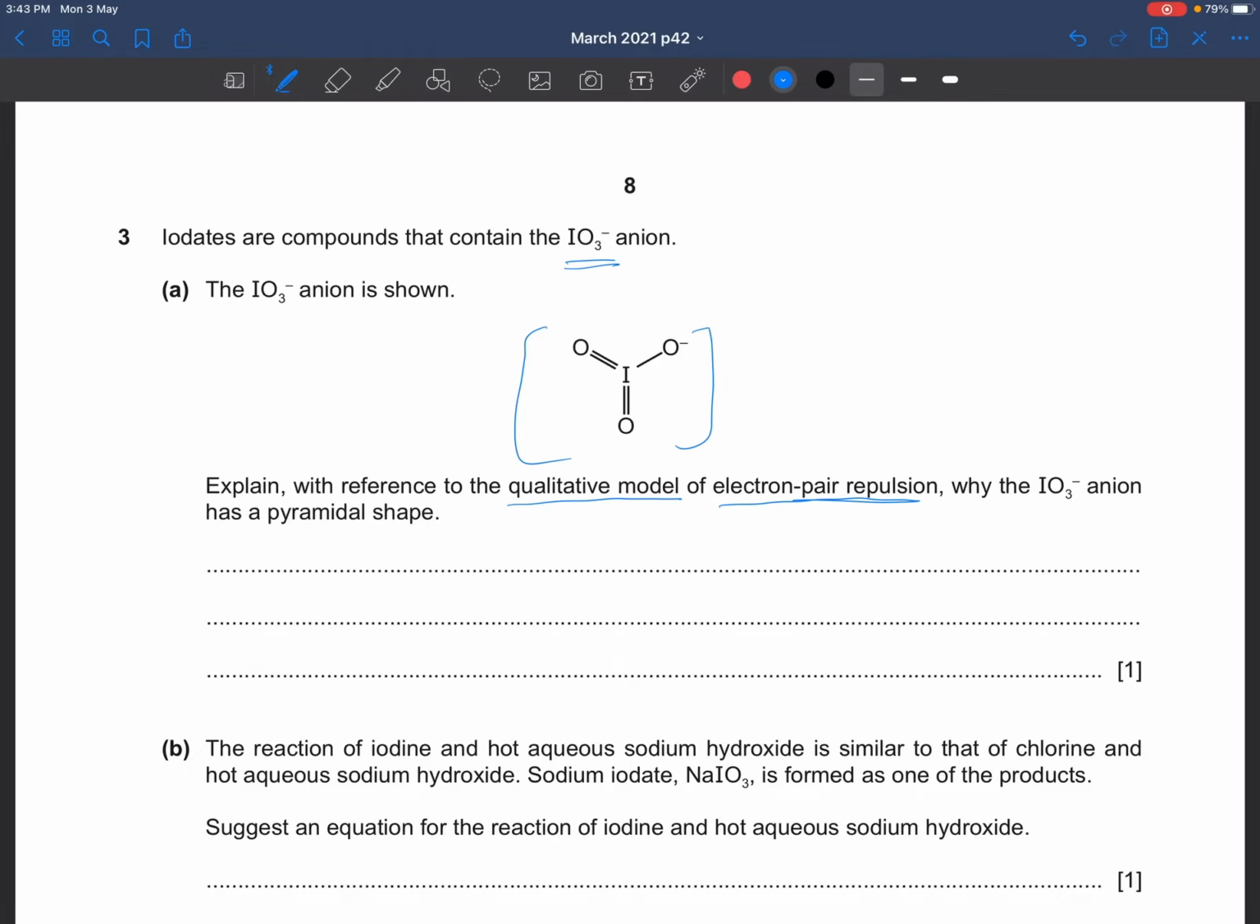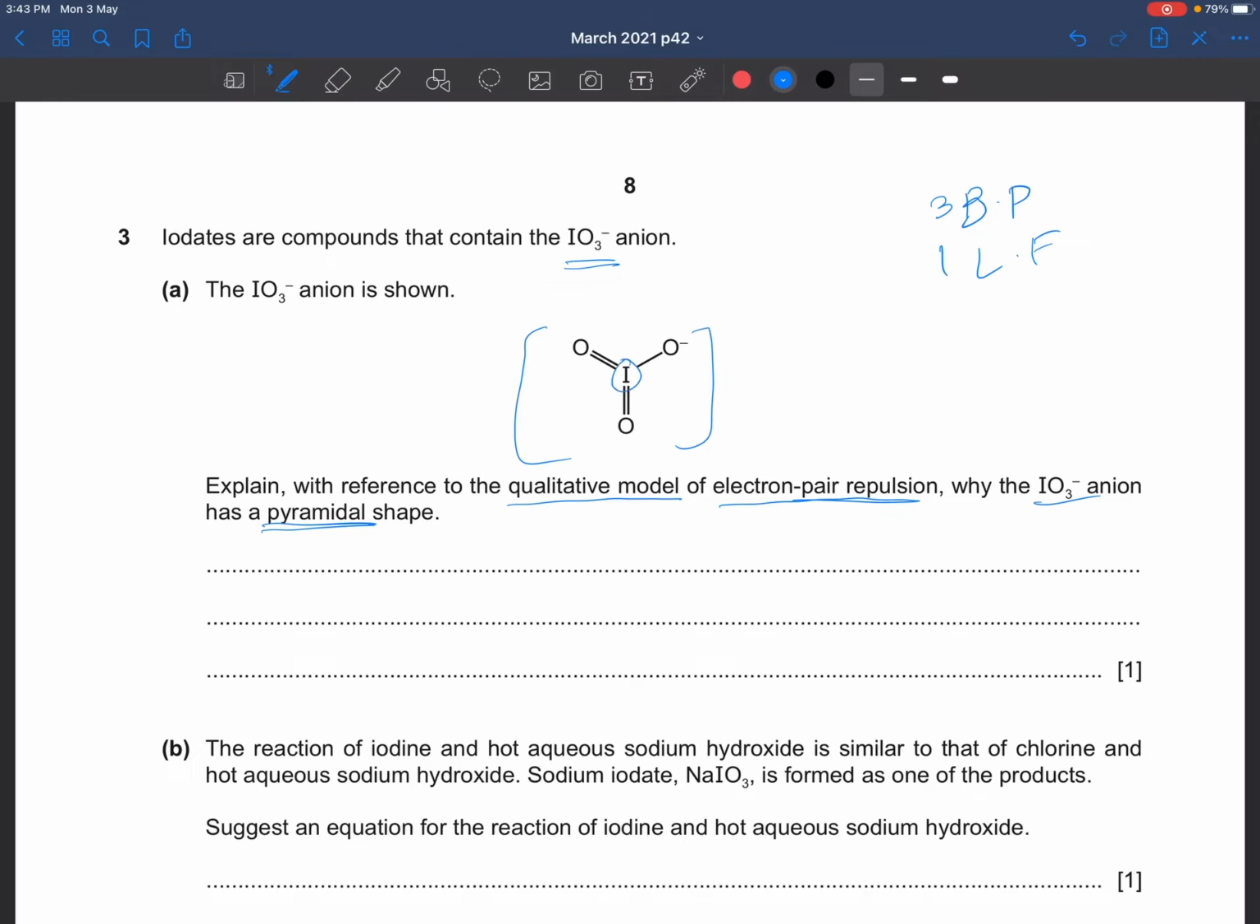Valence shell electron pair repulsion model, which we studied in AS. Why does the IO3 minus anion have a pyramidal shape? For a pyramidal shape, the central atom must have 3 bond pairs and 1 lone pair.